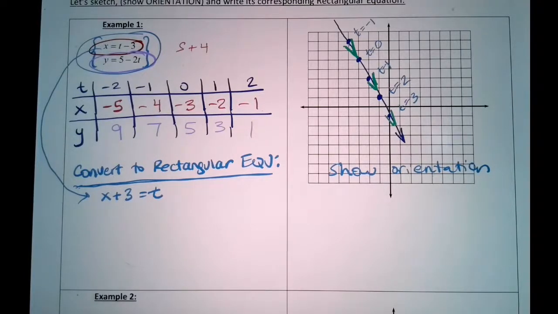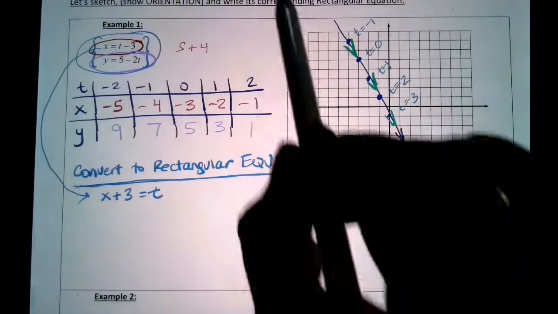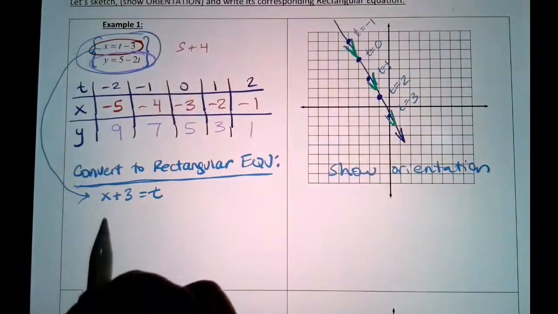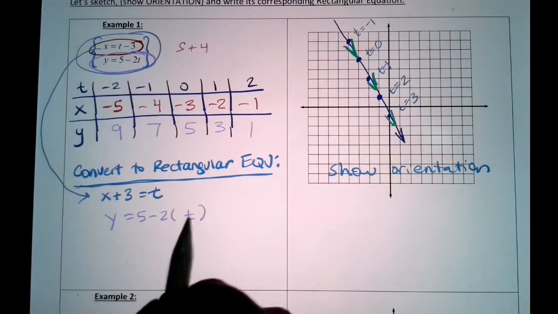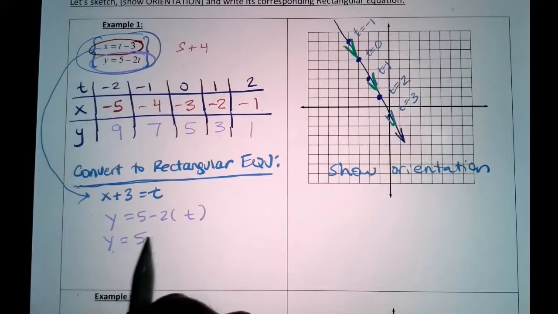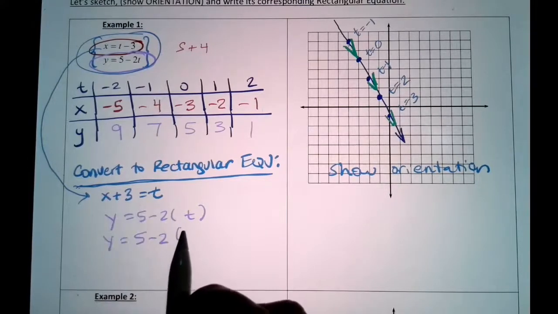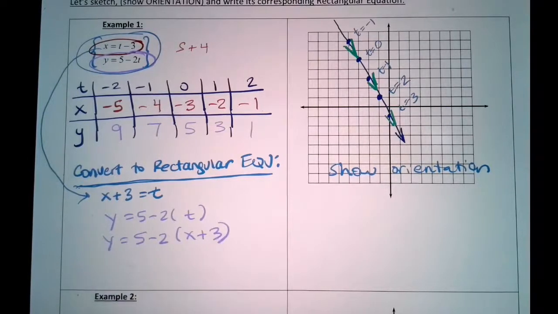That's going to help me eliminate the parameter, because if I work on that bottom statement, y is 5 minus 2 times t. I don't want the t there. I'm going to eliminate the t. I'm going to replace t with what it legally is, x plus 3. You have successfully, right here, eliminated the parameter. I should clean it up and make it look nicer. And so the rectangular equation here is y equals negative 2x minus 1.